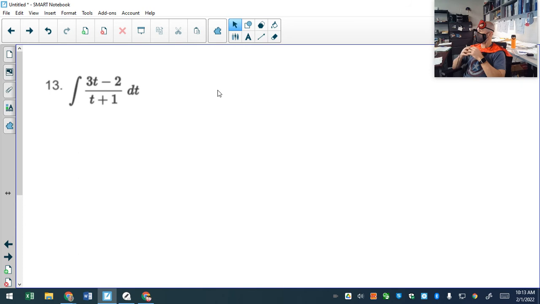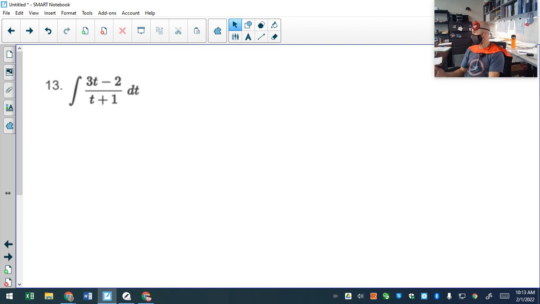Yeah, we have to divide. My top degree is not less than the bottom degree, so you can't do anything else. You could go through a substitution method with a double substitution, and it would work if you let u equal t plus 1, but it's a lot more complicated. We're just going to divide the bottom into the top.